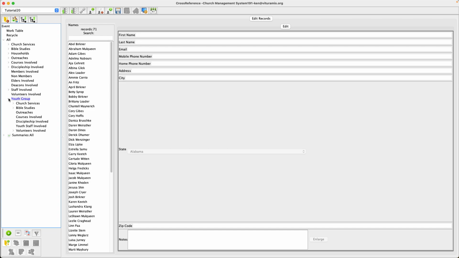And if this describes fully how a church works, then from there we can begin to learn a lot about how church groups interact with each other. For example, we will be able to see how many people from church services go to Bible studies, how many people from Bible studies have attended a class, and so on. And this is something that we'll cover later when we talk about summaries and queries. But for right now, this helps you understand the groups that are involved in CrossReference.